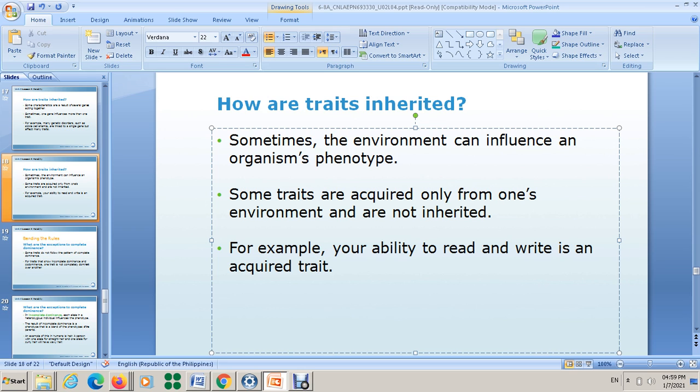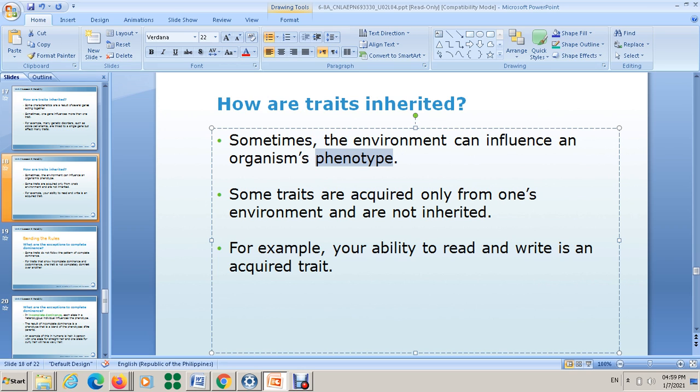The second one, we were talking about how more than one gene can affect one trait, like eye color. We have mentioned how one gene can affect more than one trait. Okay, so now we want to talk about how sometimes the environment can influence an organism's phenotype. How the environment will affect us.